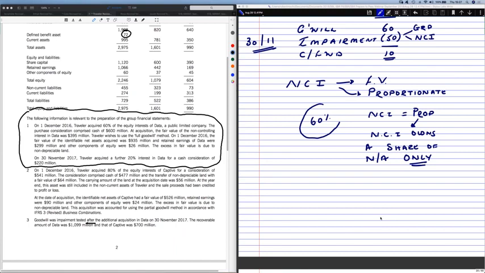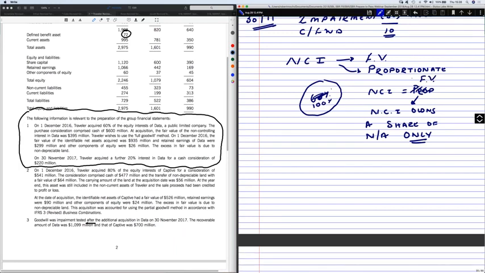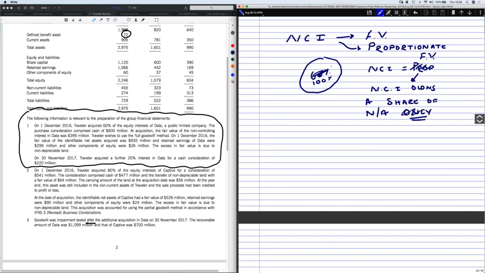If the policy is fair value, what percentage of the goodwill are we calculating? Yes, absolutely. It will of course be 100%. If the policy is fair value, then this becomes 100%, and the NCI now owns a share of net assets and goodwill. Do we agree with that? Yes, you're saying 100%.